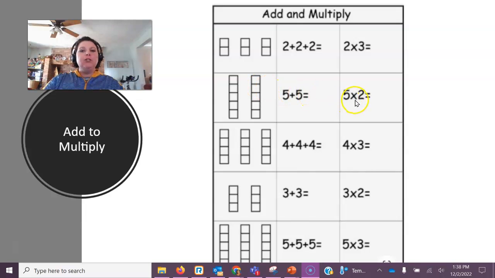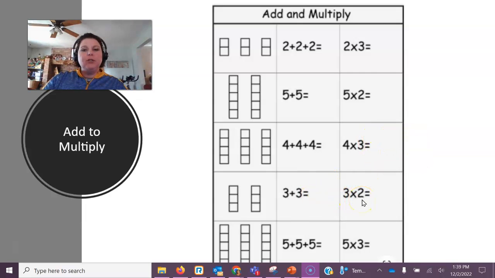If I needed to know the product of 5 times 2, but I wasn't sure how to do that, I could always add 2 5s. So 5 plus 5 is 10. 5 times 2 is also 10. 4 times 3 is the same as 4 3s added together. So 4 plus 4 is 8, plus another 4 is 12. So 4 times 3 is 12.